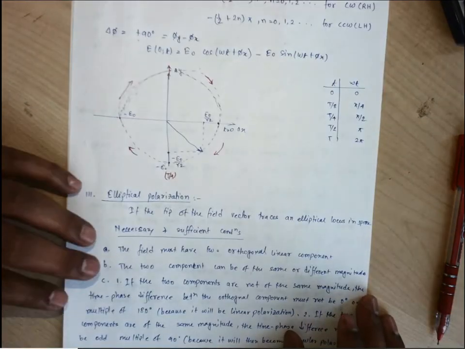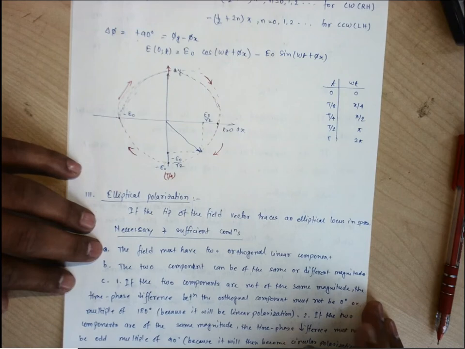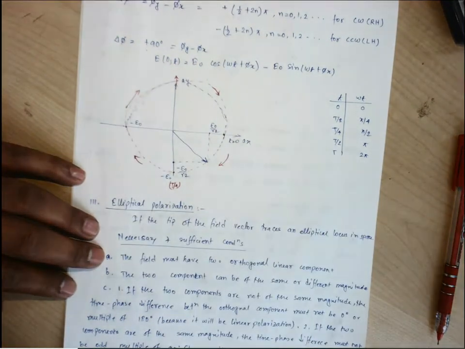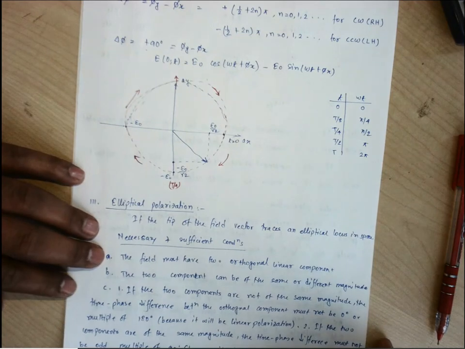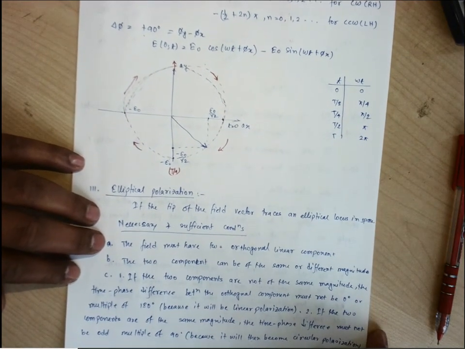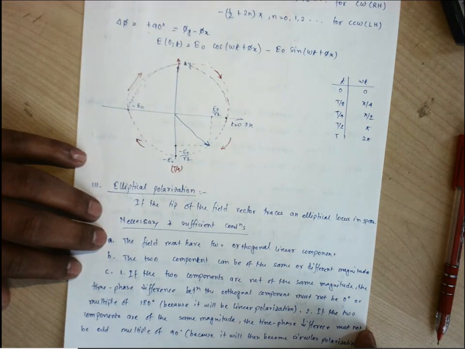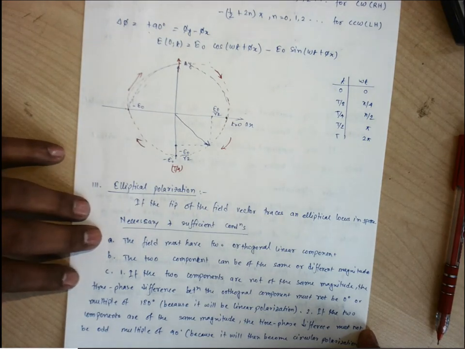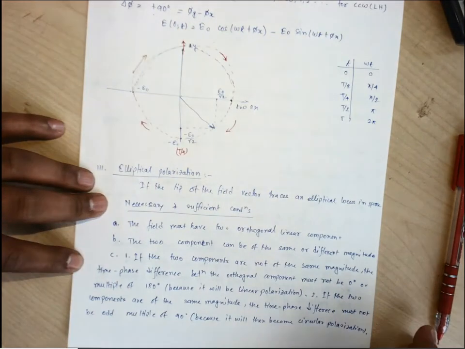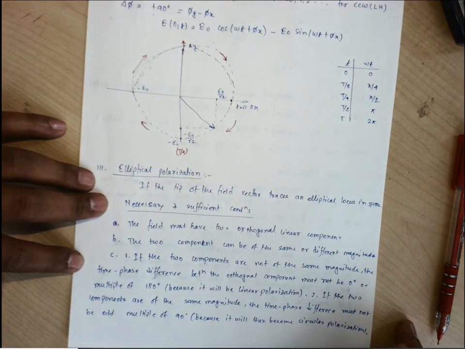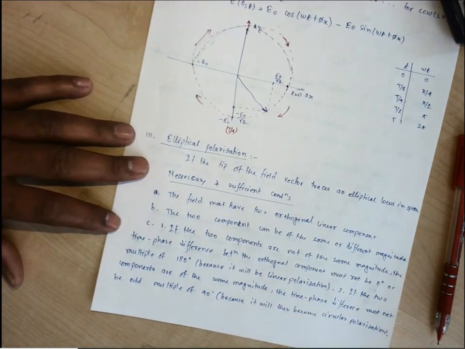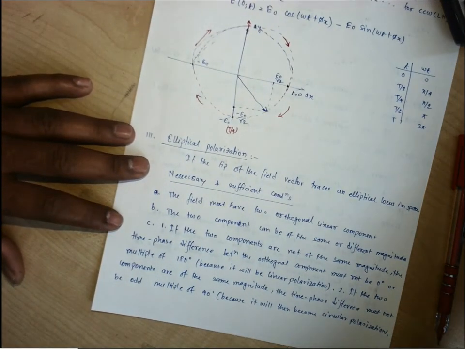Same thing, if we have the axial ratio, that is the major axis by the minor axis, if this axial ratio of the ellipse is 1, then it will become a circle. If it is greater than 1, then it will be an ellipse, that is major axis by the minor axis. So the same conditions we can have for elliptical polarization as well. Clear? Any doubt? Anyone having any doubt?